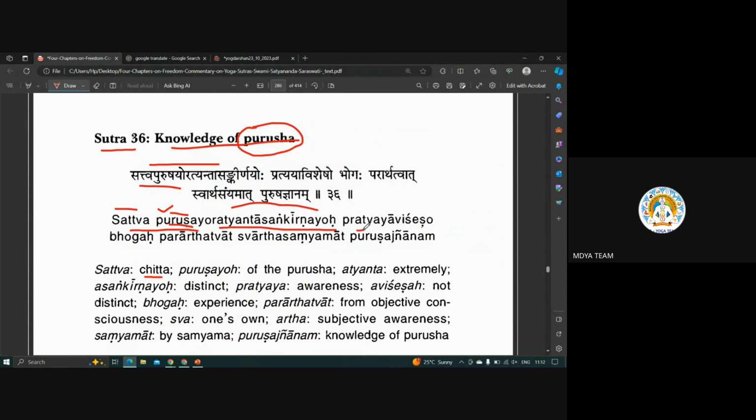But actually their functions are different. Pratyaya avisheshah. Pratyaya meaning the awareness, avisheshah meaning not distinct. Their functions are different. The purusha tattva is super conscious. And the buddhi includes sattva, rajas and tamas; we call it jad. And purusha we call chetan. Chetan means consciousness and jad means rooted. Rooted meaning that which includes the sattvic, rajasic and tamasic.